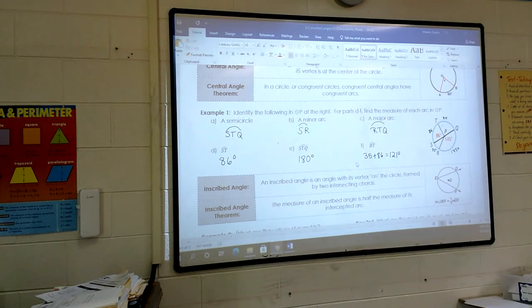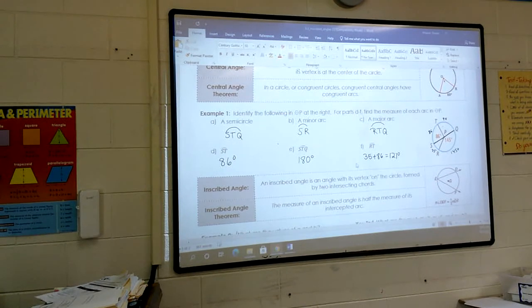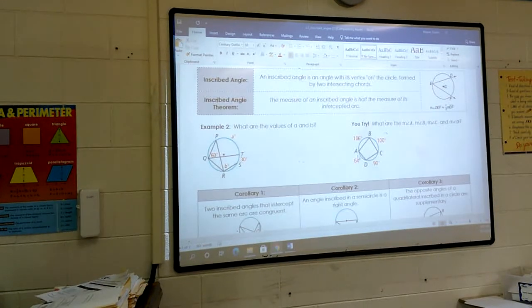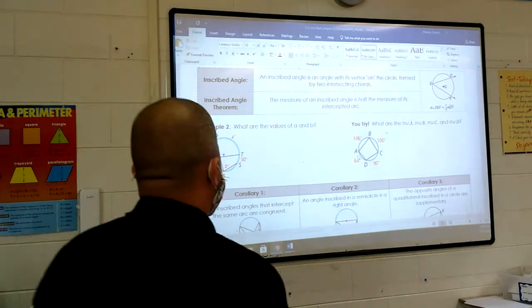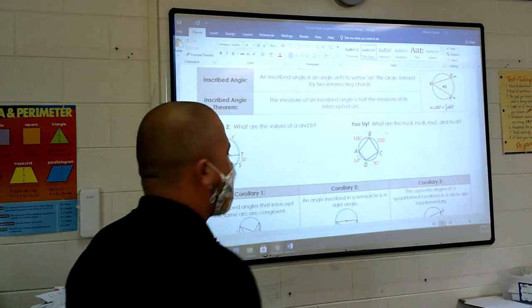Now we're going to get angles that are not central angles. We're going to get angles where they're not in the center. So in this second part, it says an inscribed angle is an angle that has its vertex on the circle. So not in the center. Its vertex is on the circle. And it's formed by two intersecting chords. That's just two lines there. The inscribed angle theorem says the measure of an inscribed angle is half of the intercepted arc.